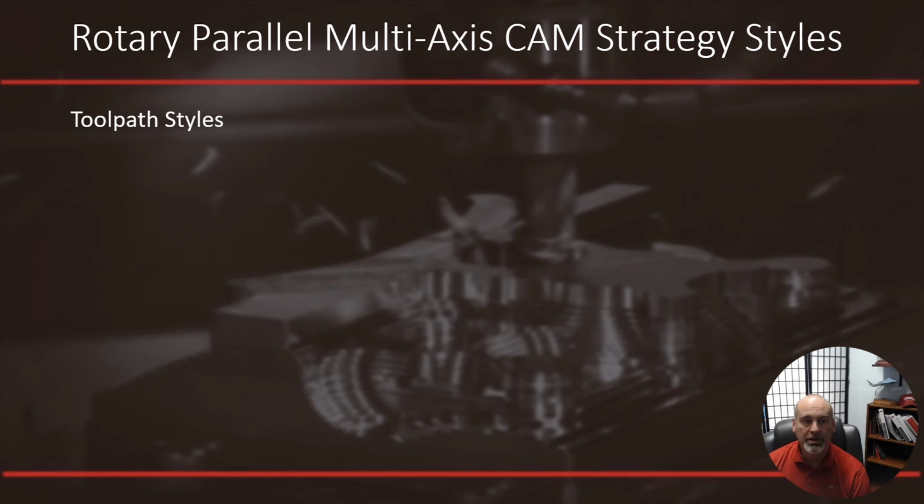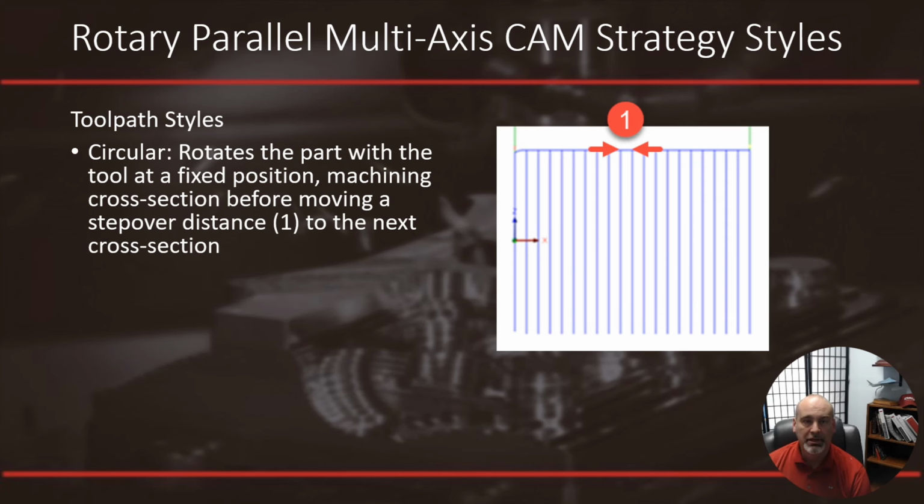There are 3 toolpath styles. The first 2 operate concentric to the rotary axis, and the first one is circular. It rotates the part within the tool with the tool at a fixed position and machines cross sections, and before moving to another cross section there's a step over distance shown by the number 1 arrows in the image on the right.